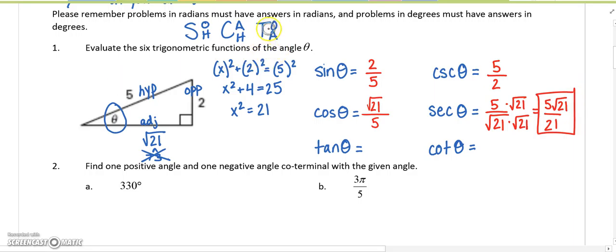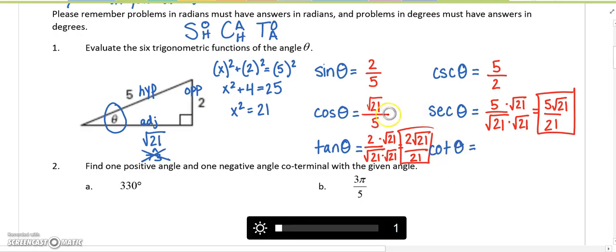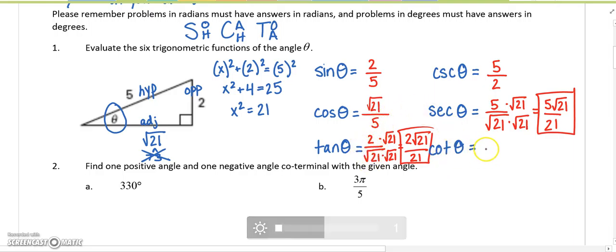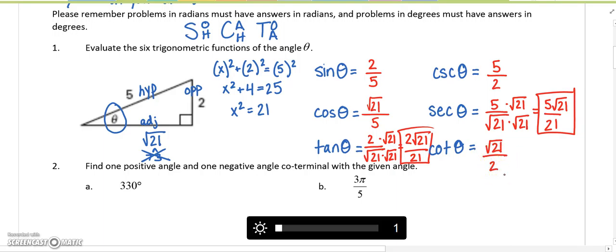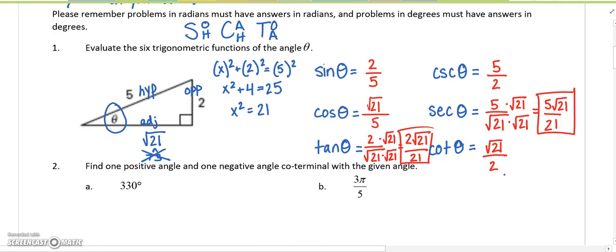Alright, tangent is opposite over adjacent, so we have 2 divided by root 21. Once again, we're going to rationalize, get the radical out of the denominator, and that's going to give me 2 root 21 divided by 21. And cotangent is the reciprocal. Now, I like to take the original and flip it, because that way I shouldn't have to rationalize twice. So root 21 divided by 2. And that's it. Alright, let's take a look at the next one.